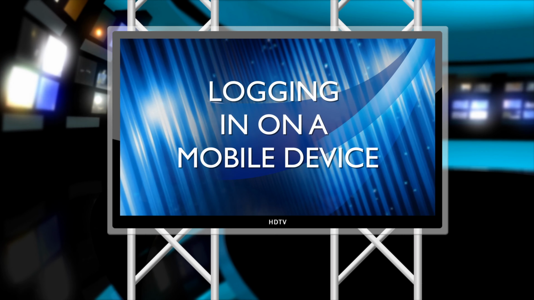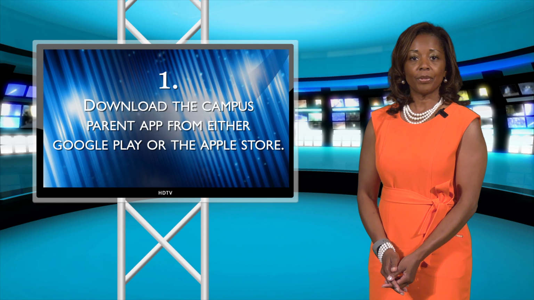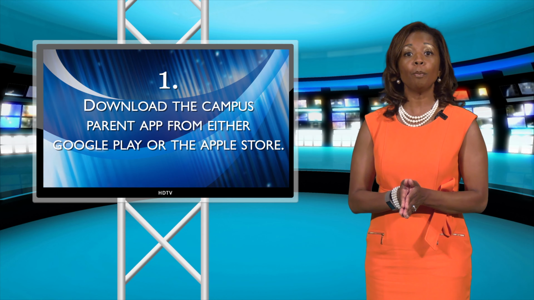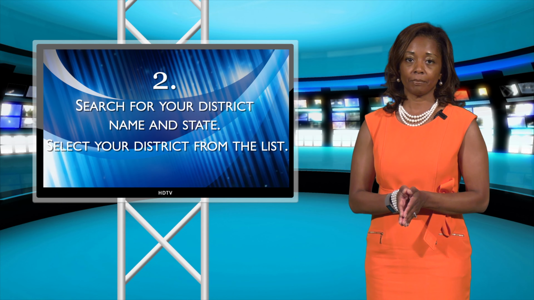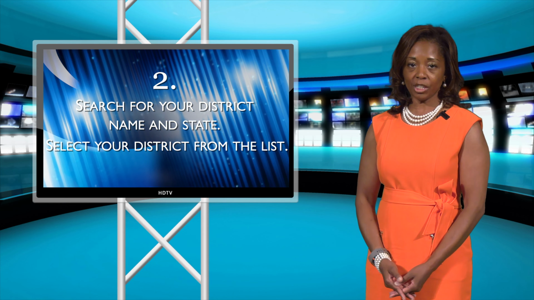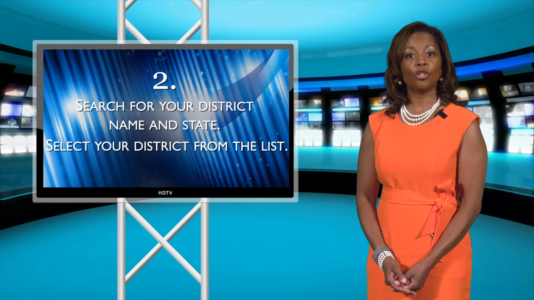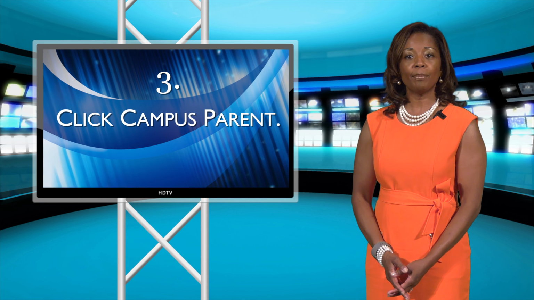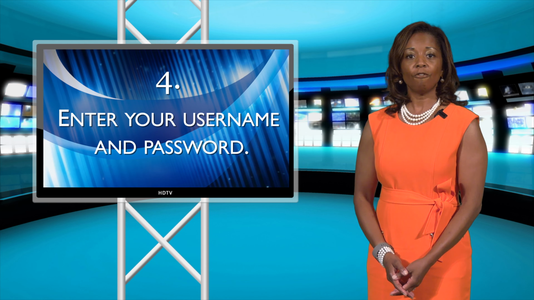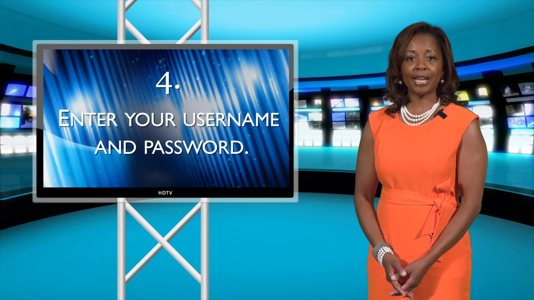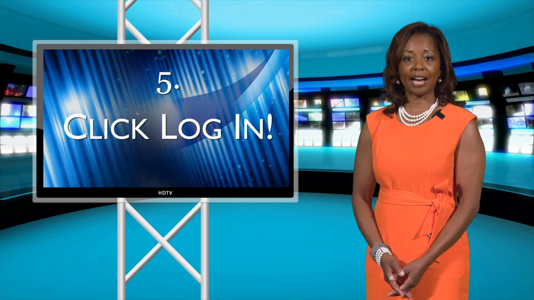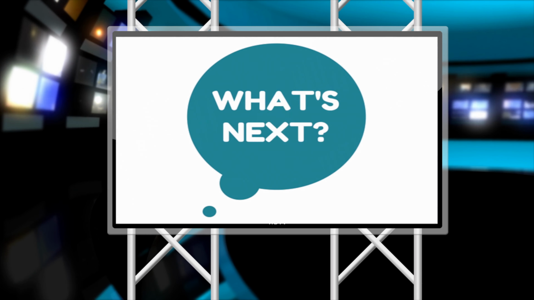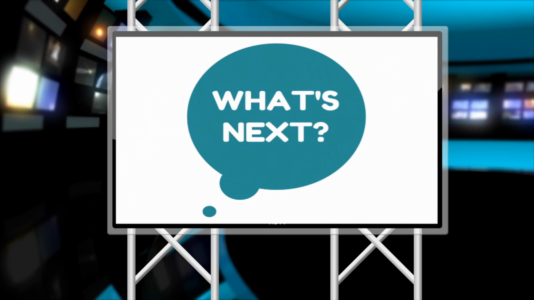If you're logging in on a mobile device, 1. Download the Campus Parent app from either the Google Play or Apple Store. 2. Search for your district name and state. Select your district from the list. 3. Click Campus Parent. 4. Enter your username and password. 5. Click Login.